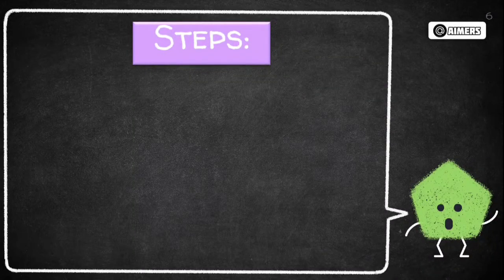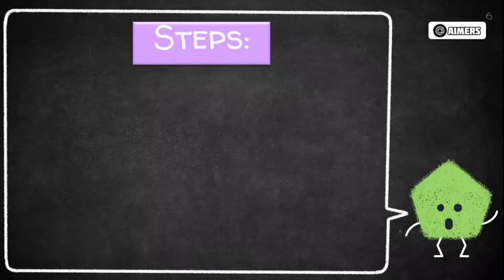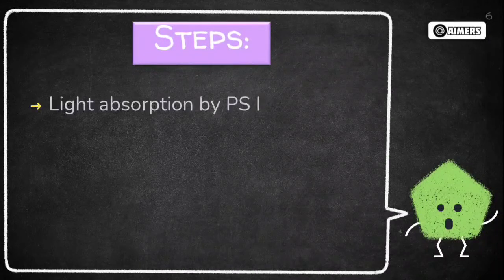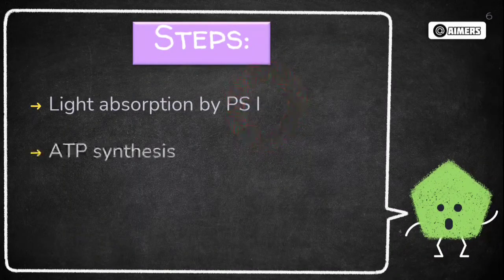Now, what are the steps involved in cyclic photophosphorylation? There are 2 steps involved, and do remember how many were there in non-cyclic? Yeah, there were 6 steps in the non-cyclic photophosphorylation, while in cyclic there are only 2 steps. First was light absorption by photosystem 1, because only photosystem 1 is involved. And the second step is ATP synthesis, because the main purpose of cyclic photophosphorylation is to increase the level of ATP in the chloroplast.